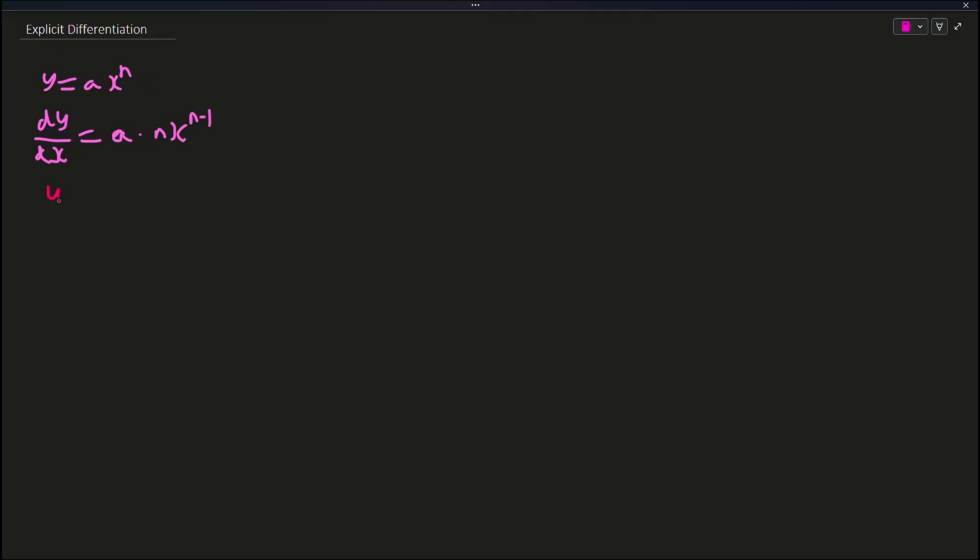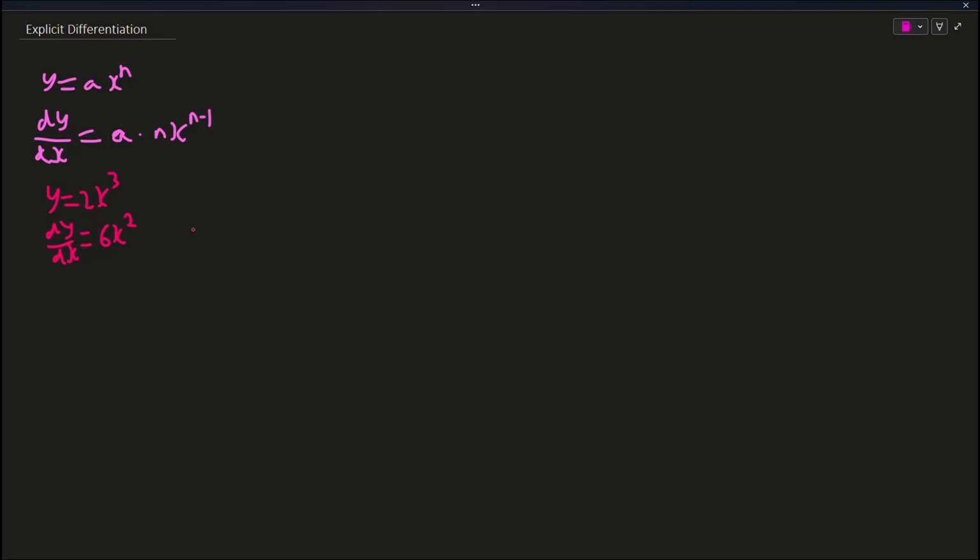So let's say we had y is equal to 2x to the power of 3. The differentiation of this according to this would be, so a is the 2 in this instance, and n is the 3. So we got a times n, so 2 times 3 is 6, x to the n minus 1, n is 3, so 3 minus 1 is 2, 6x squared. And that would be our answer.